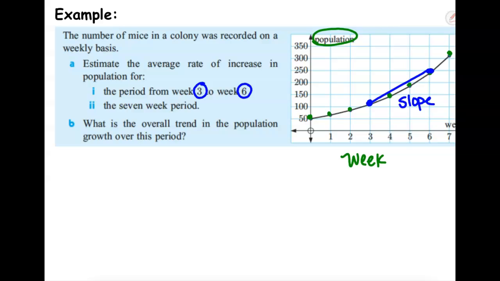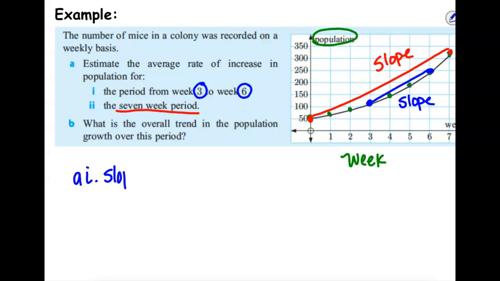And then in part II, what is the average rate of change, the slope, over the 7-week period? So from time 0 up to time 7. What is that slope there? And then in part B, what is the overall trend in the population for this growth period? So we're going to find those slopes. So let's start off with part AI.